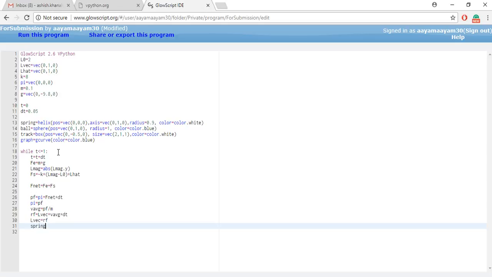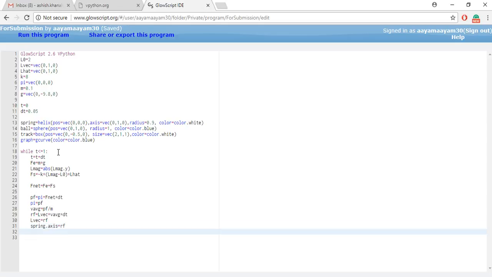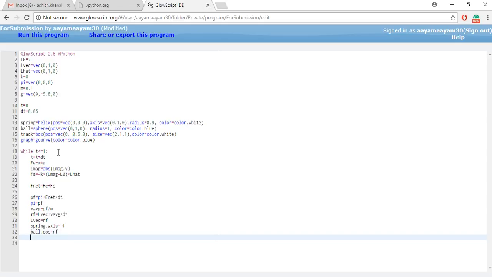Now we have to update the axis, that will be equal to rf, and similarly we have to update the position of the ball, which will be equal to rf as well. Now printing rf will give us the value of the position of the ball after 1 second.